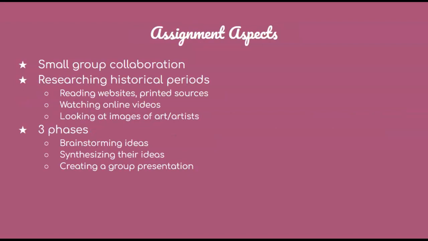For the assignment aspects, the teacher wants small group collaboration. He wants them researching historical periods. So when they're researching, they will be reading websites, printed sources, watching online videos, perhaps from YouTube, and they will be looking at images of art and artists throughout the historical period that they choose. And then he wants this done in 3 phases. So the first stage would be brainstorming ideas, synthesizing their ideas, and creating a group presentation, which we will get more into in the next slide.